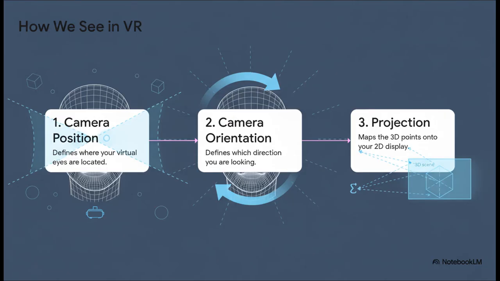So your view inside VR is decided by three key things. First, the camera's position. That's where your virtual eyes are located in the world. Second, its orientation, which is the direction you're looking. This, of course, changes instantly as you turn your head. And finally, there's projection, which is the really clever math that translates that 3D scene into the flat 2D image you see on your screens.